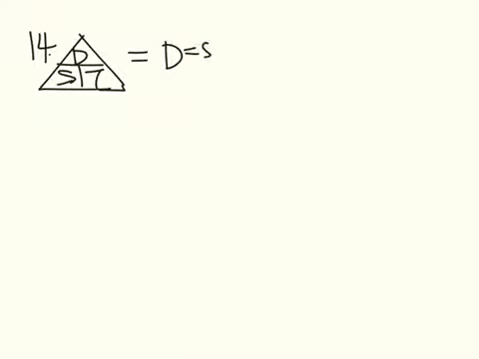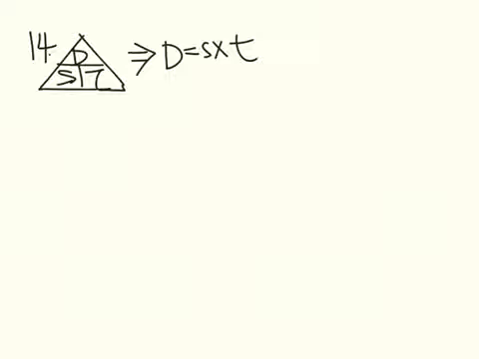Okay, so we need to think about the scenario. First of all, you need to know the formula for distance, speed, and time. This problem is number 14, so please look at number 14 on your worksheet. So we know that distance is equal to speed times time.